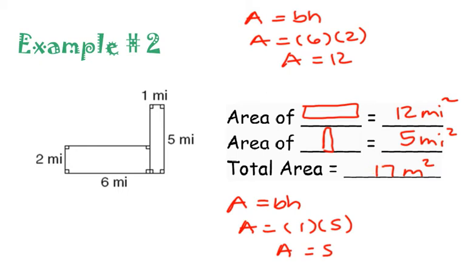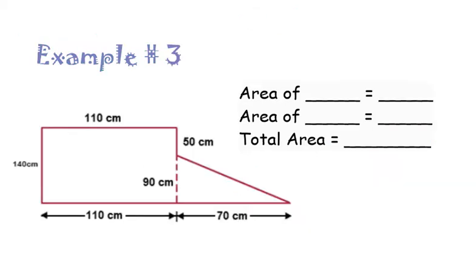All right, let's look at another example over here. We'll get a little bit more complicated. So it looks like we have a rectangle and then we also have a triangle. So let's work with the rectangle first. Okay, so the area of a rectangle is going to be base times height. All right, so here we have the base, 110 centimeters. Okay, and here we have the height, 140 centimeters.